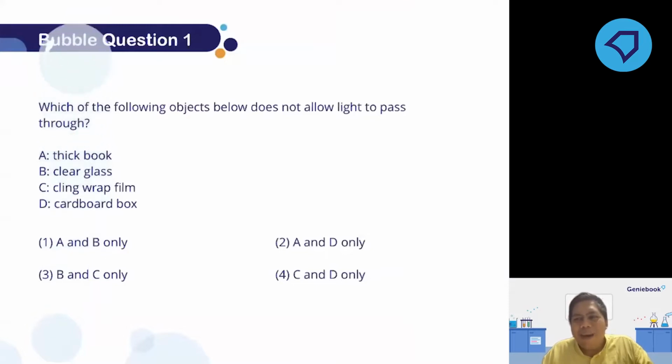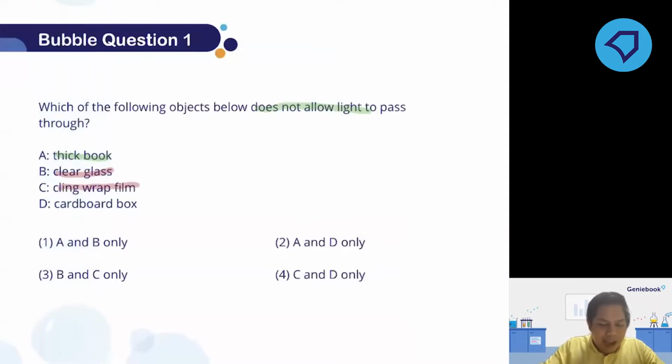Time's up. Not bad for the first bubble question. About 90% of you got it correct, and it should be that way because this is very easy. Let's see. Which of the following objects does not allow light to pass through? You must read the question carefully. We have a thick book. Yes, definitely right. We have clear glass. No. We have cling wrap film. No. And we have a cardboard box.